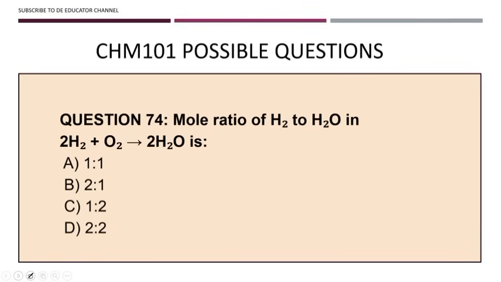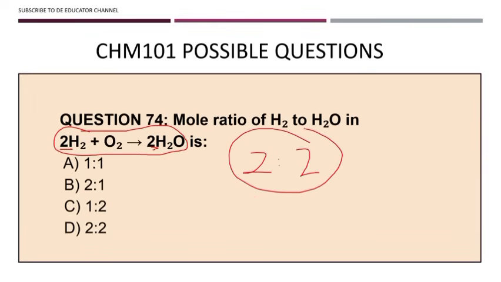74. Mole ratio of hydrogen to water in this equation. So this is the equation here. This one is very, very simple. What is hydrogen? Hydrogen is 2. Water is what? 2. So hydrogen is 2 and water is 2. So the correct answer is 2 ratio 2.